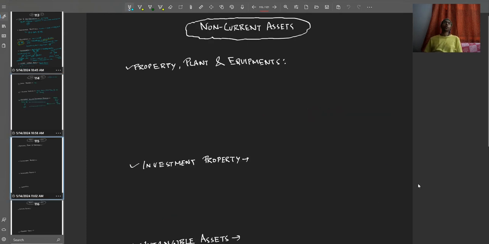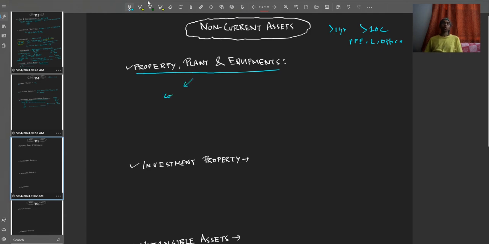So friends, we'll talk about non-current assets. Non-current assets are basically assets that are going to last more than 1 year or one operating cycle. Right. Ideal examples for this are property, plant, equipments, land, office building, etc. Now the first item in non-current assets that we are going to talk about is property, plant and equipments.